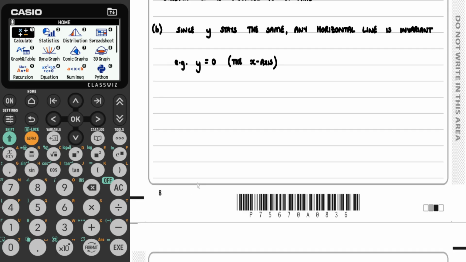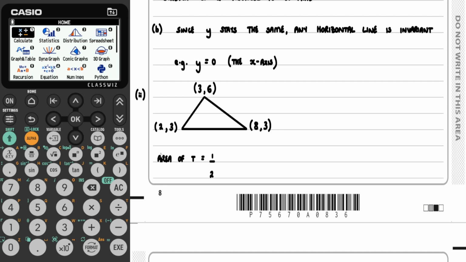To begin with, let us find the area of the triangle T. Here we've got the triangle T, and we've got the coordinates of the vertices (2, 3), (3, 6) and (8, 3). We can find the area of T using a half times base times height. So we have a half times the base. Now we are going from 2 to 8, so the base is 6, and the height, we are going from 3 to 6, so the height is 3. A half times 6 times 3, that's equal to 9. So the area of T is equal to 9.